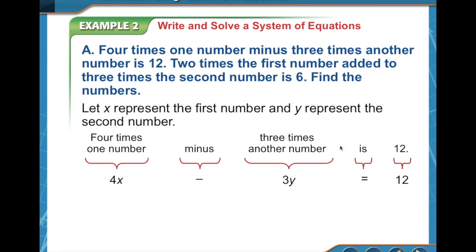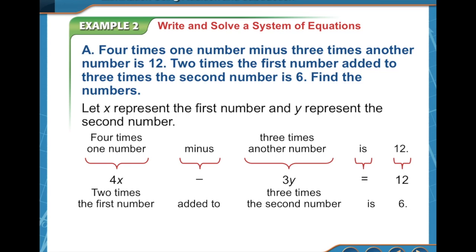Now here's what was said in that first sentence. So 4 times a number is just 4x. Minus is minus. 3 times another number, so now we use y, it's 3y. Is means equals, and 12 is obviously 12. So this whole sentence gives us this equation, and that's what we'll need to have for our equation to start. So please write that down.